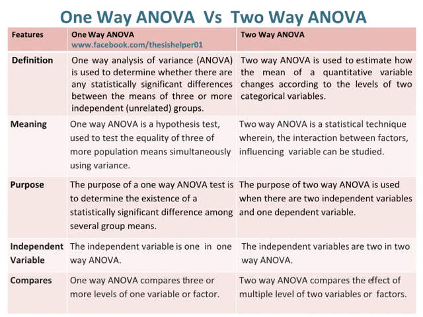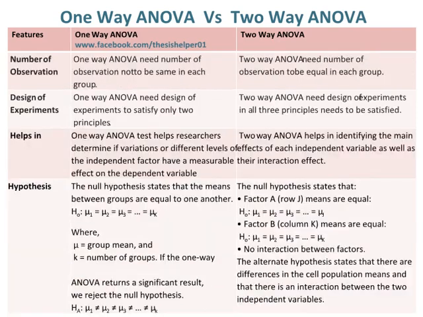One-way ANOVA compares three or more levels of one variable or factor, whereas two-way ANOVA compares the effect of multiple levels of two variables or factors. One-way ANOVA does not need the number of observations to be the same in each group, whereas two-way ANOVA needs the number of observations to be equal in each group. One-way ANOVA needs the design of experiments to satisfy only two principles, whereas two-way ANOVA needs all three principles to be satisfied.